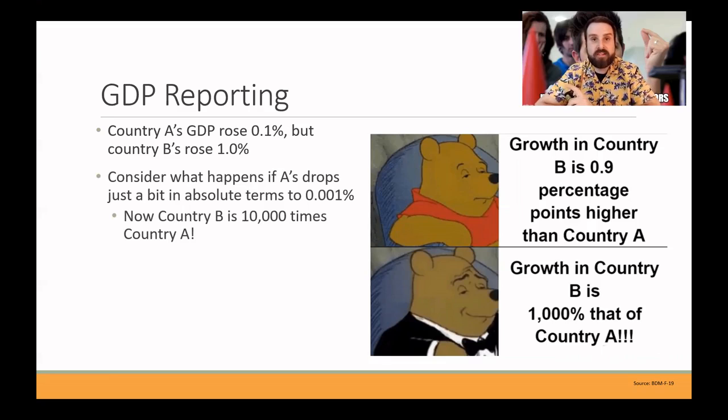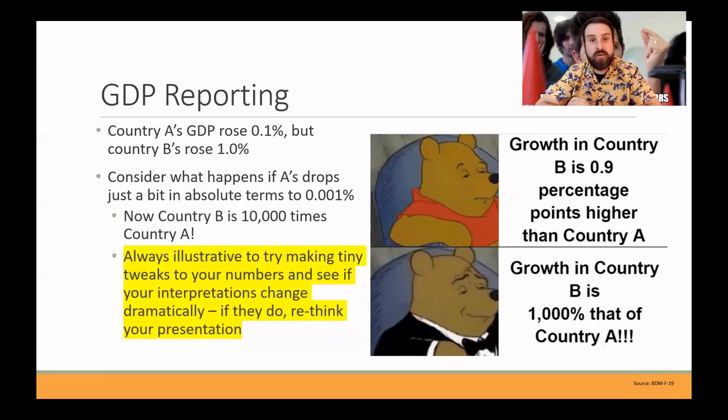But consider what happens if country A's GDP growth drops to just 0.001% instead of 0.1%. Now country B is 10,000 times the growth rate of country A, even though there hasn't been that big a drop in country A's GDP.